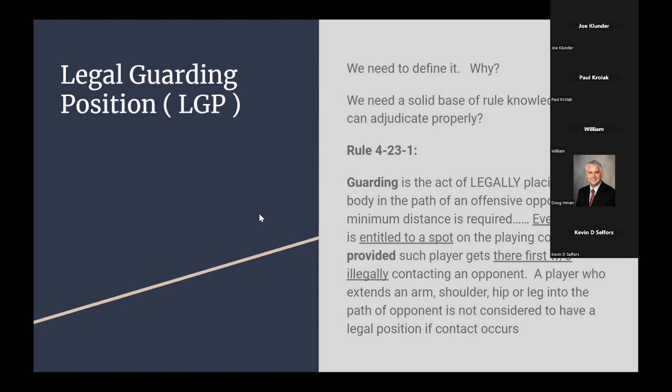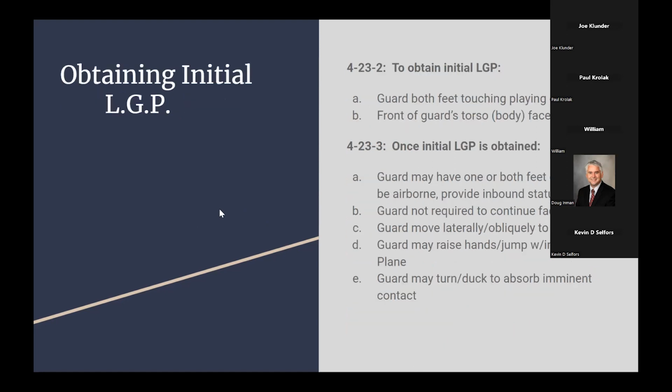In the real world, we break that down as: did they establish legal guarding position first? And did they do it with their arms in a verticality position and not extended arm bars or hand checks or placing two hands and all that stuff? From there, how do we maintain? We have to have both feet touching the playing court and our torso facing our opponent. Pretty simple. Two criteria to obtain legal guarding position.